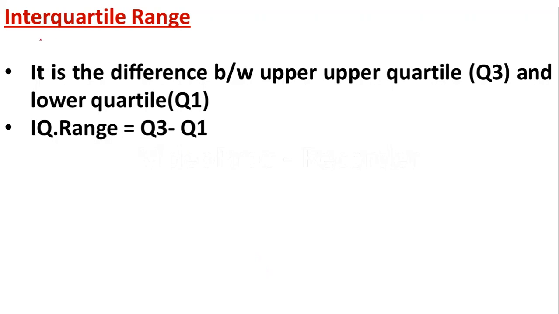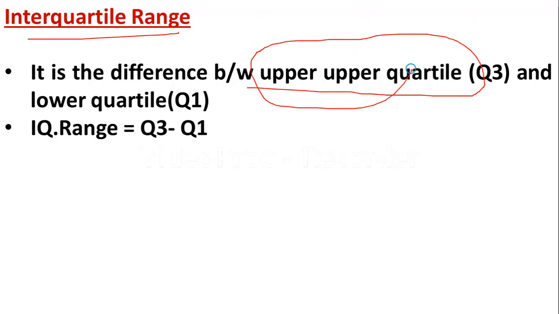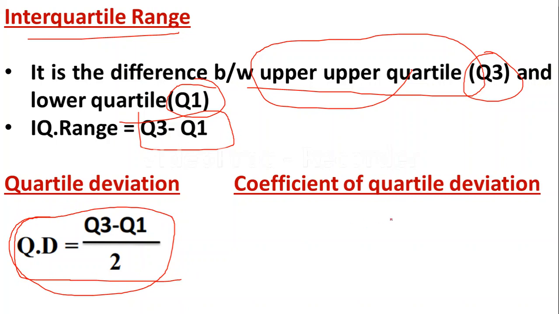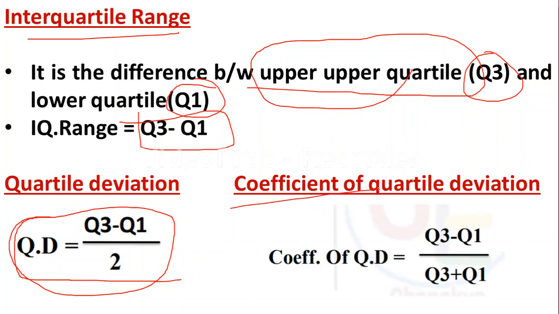Next one is interquartile range. Interquartile range is the difference between upper quartile and lower quartile. Here the upper quartile means Q3 and the lower quartile means Q1. So the formula is interquartile range is equal to Q3 minus Q1. Then next one is quartile deviation. Formula is quartile deviation is equal to Q3 minus Q1 divided by 2. And to find the coefficient of quartile deviation, Q3 minus Q1 divided by Q3 plus Q1.